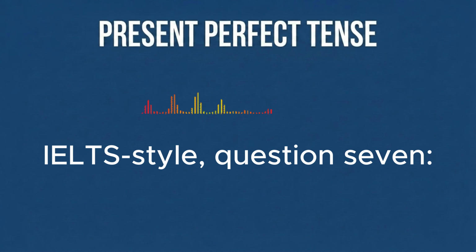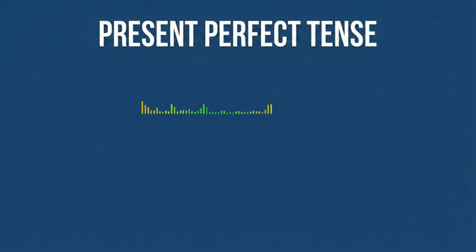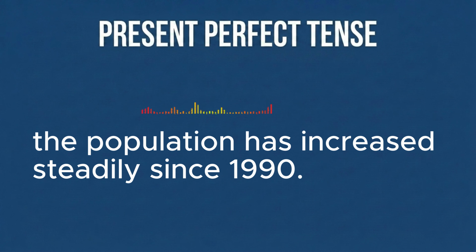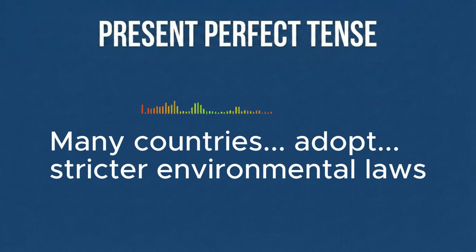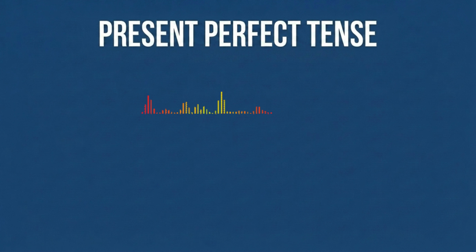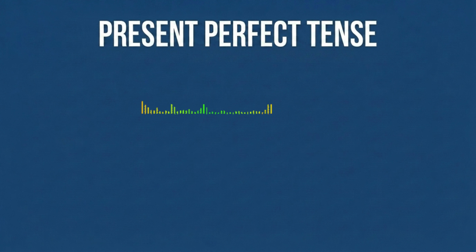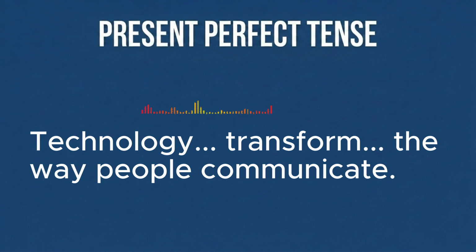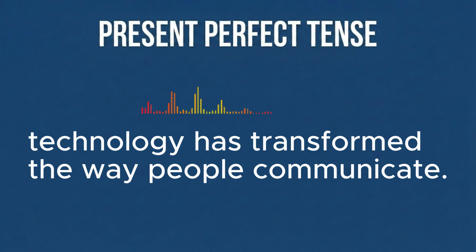IELTS style. Question 7. Overall, the population increase steadily since 1990? The answer is, the population has increased steadily since 1990. Question 8. Many countries adopt stricter environmental laws in recent years. The answer is, many countries have adopted stricter environmental laws. Question 9. Technology transform the way people communicate. The answer is, technology has transformed the way people communicate.